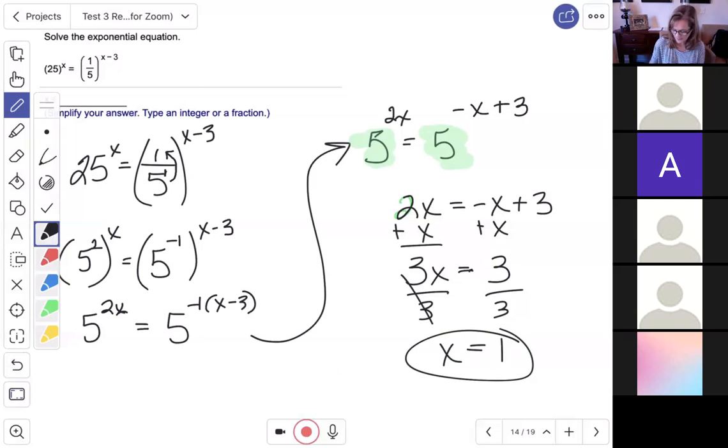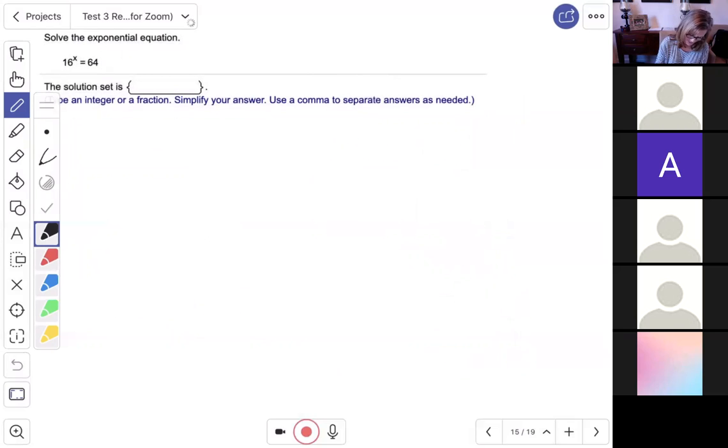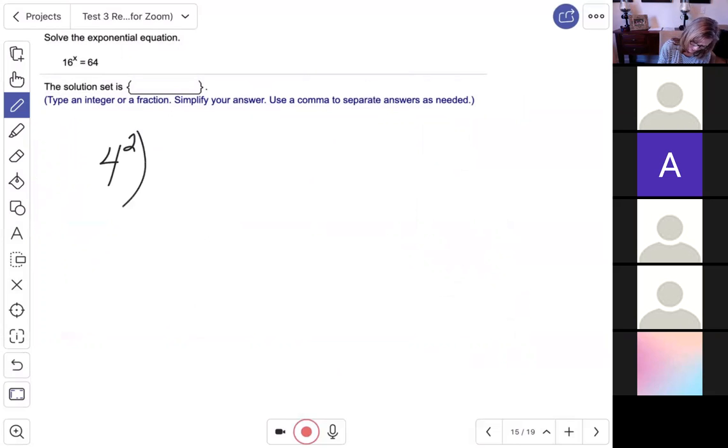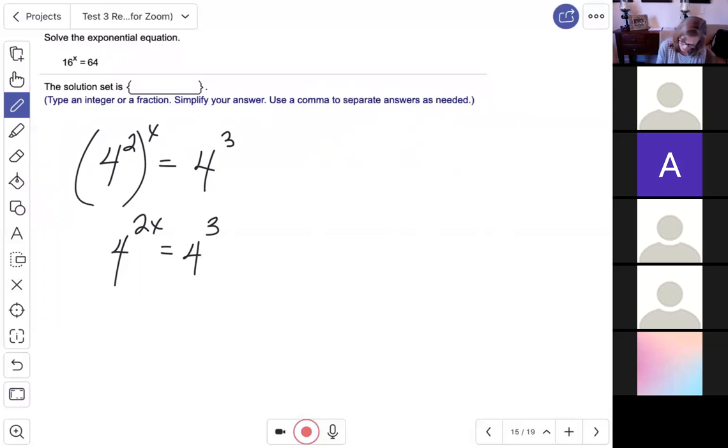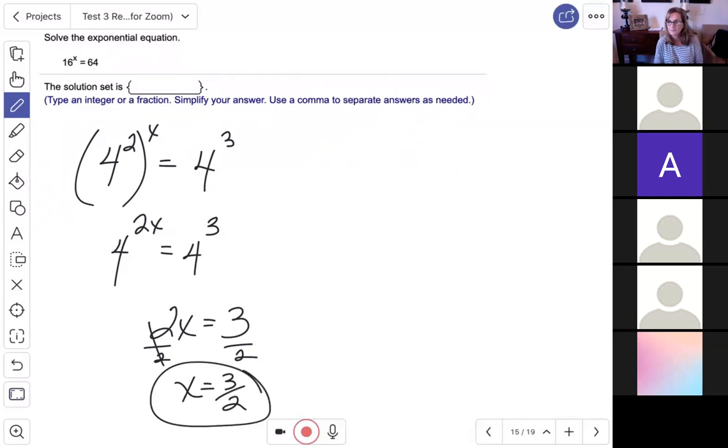Okay, I'm gonna go to the next. I hope I'm not writing too fast. So this is another relate the base. Okay, 16 to the x. That's 16 is 4 squared, right? 64 is actually 16 times 4. That is 4 cubed. Right? So we can rewrite it 4 to the 2x. It's a nice kind of short one. So since 4 equals 4, we can just set those exponents equal to each other and solve something nice and basic. X equals 3 halves. And there you go.